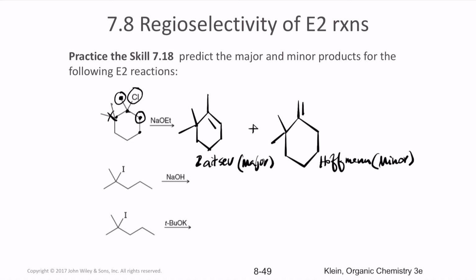So use this principle and try to solve the other 2 problems. Notice that here tert-butoxide is a bulky base, which means that the Hofmann product will be the major product and the minor product will be the Zaitsev product. So use the principle now and try to solve this problem.